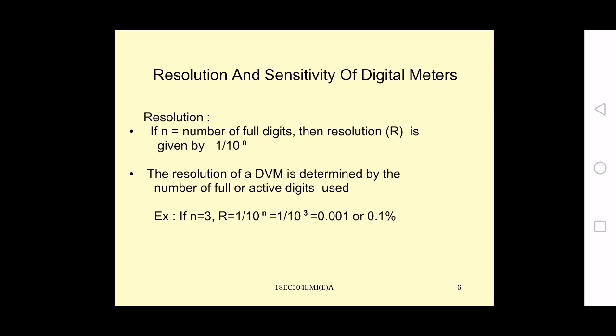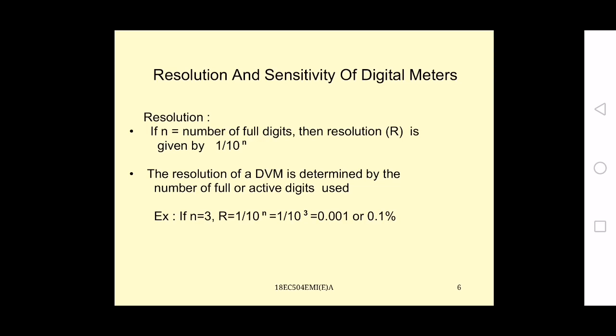So now we come to the resolution and sensitivity of any digital meters. For every digital meter, we will have this resolution and sensitivity. So resolution is based on the number of full digits. If n is the number of full digits, that is, if you are having 3 and a half digits like that, you will be having 3 or 4 or 5 digits for the display. Then the resolution is given by 1 by 10 to the power of n.